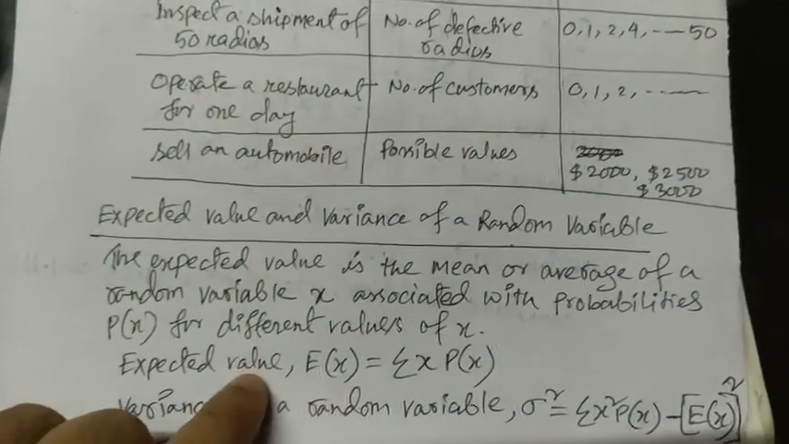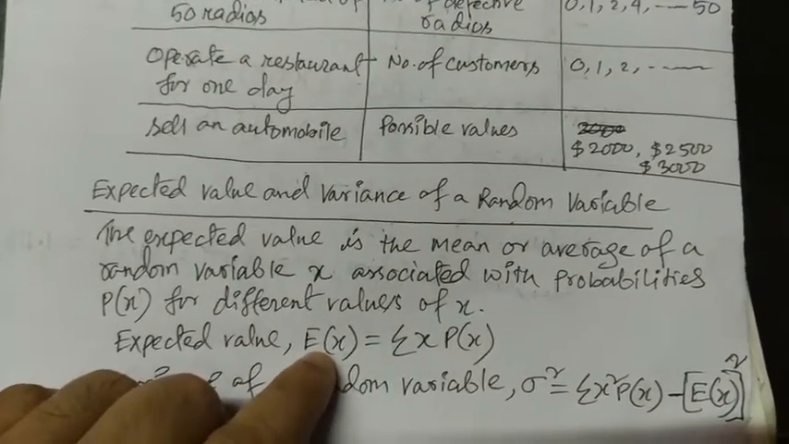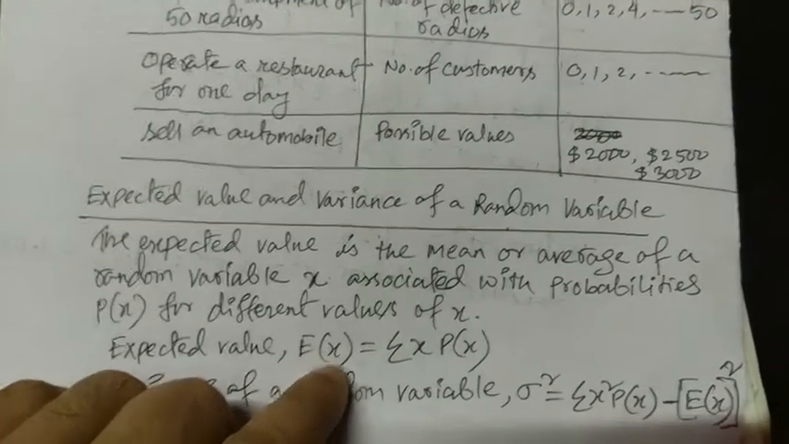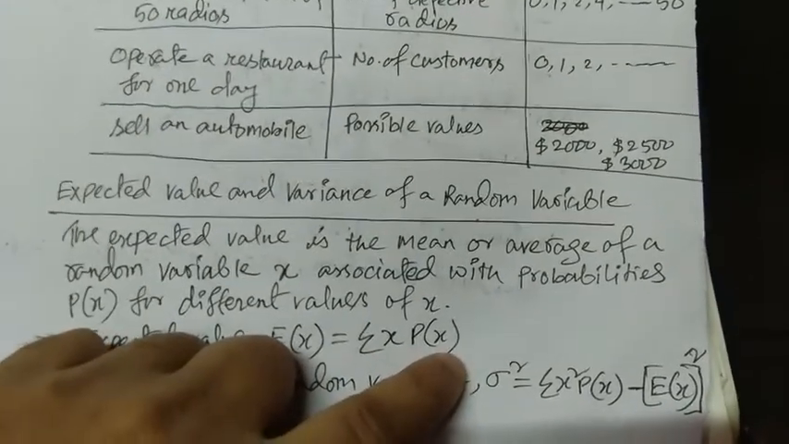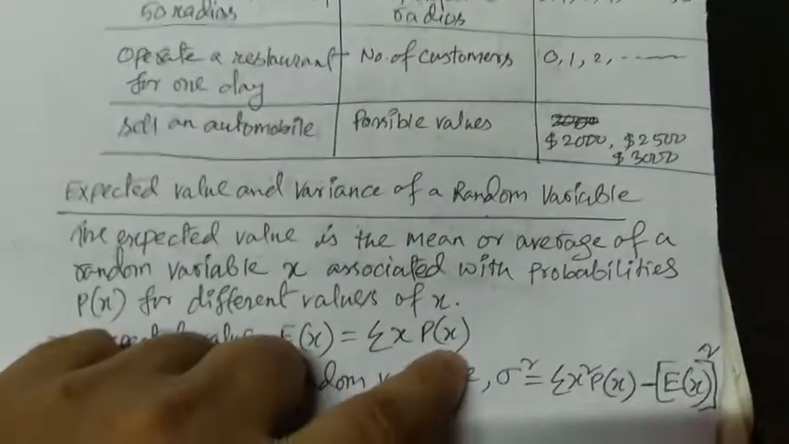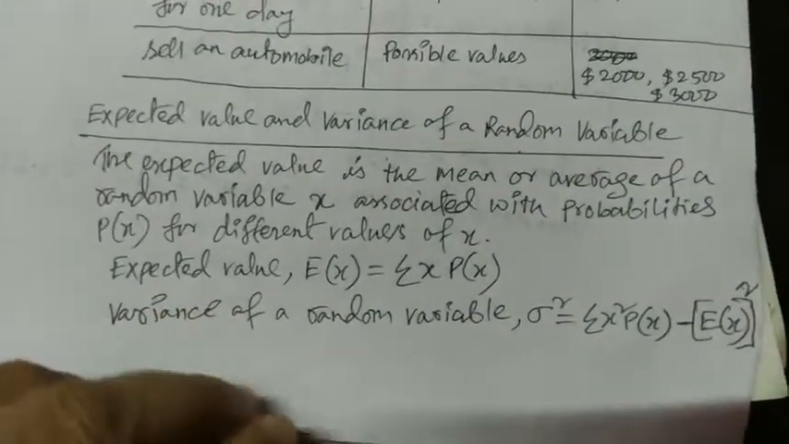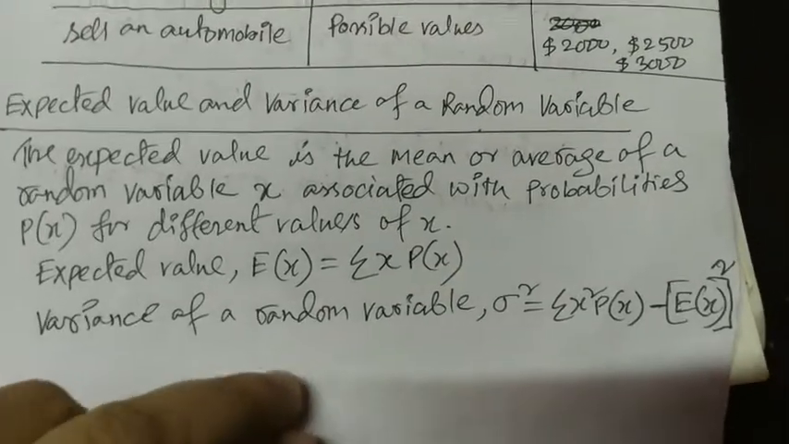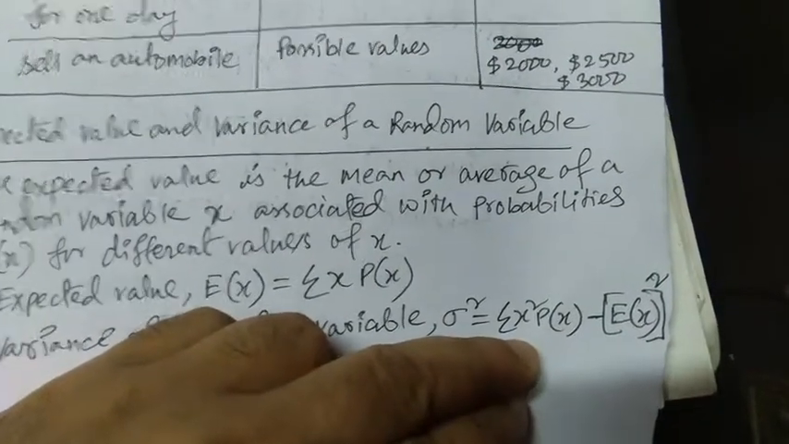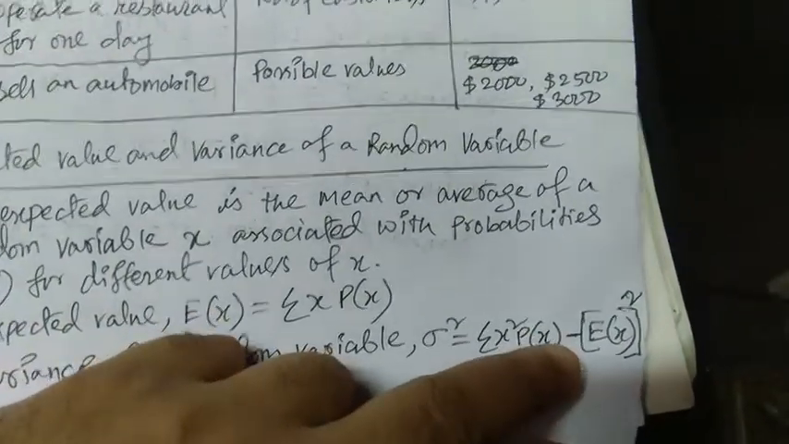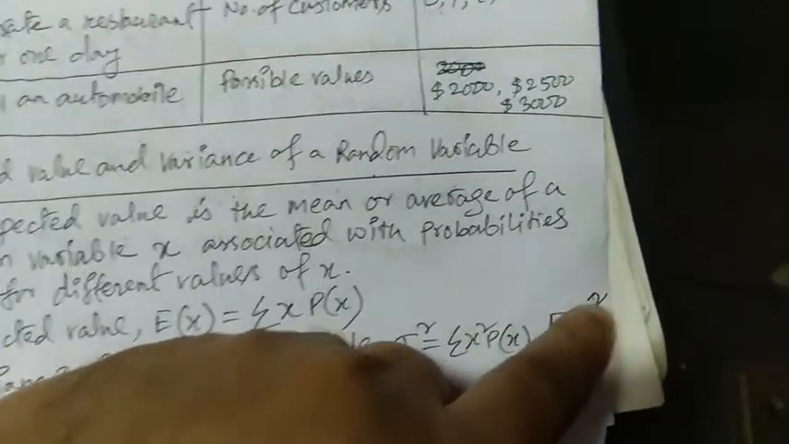The expected value or average value of the random variable, written E bracket x, where E means expected, is equal to the summation of x multiplied by the probability of x. And the formula for variance is sigma square equal to the summation of x square multiplied by the probability, minus the expected value of x, that is, expected value of x square.